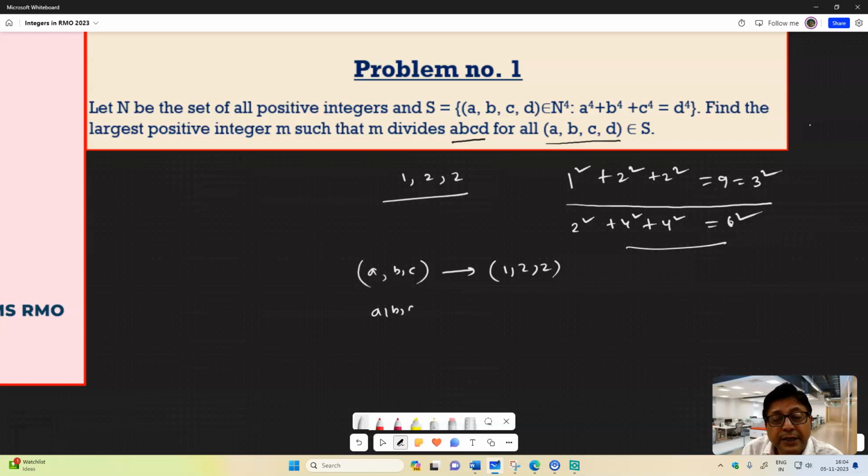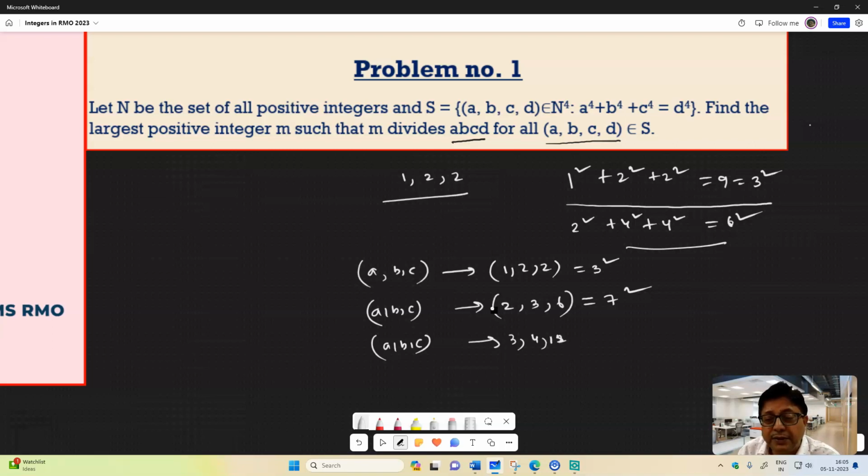If we take A, B, C as say 2, 3 and 6, then also it is satisfied because this will give us 3 square, and the sum of the squares of these integers will give you 7 square. If we take A, B, C as 3, 4 and 12, then what do you get? Because these are just common calculations we apply in any arithmetic calculation also. 3 square plus 4 square, you all know 5 square, plus 12 square will give you 13 square.